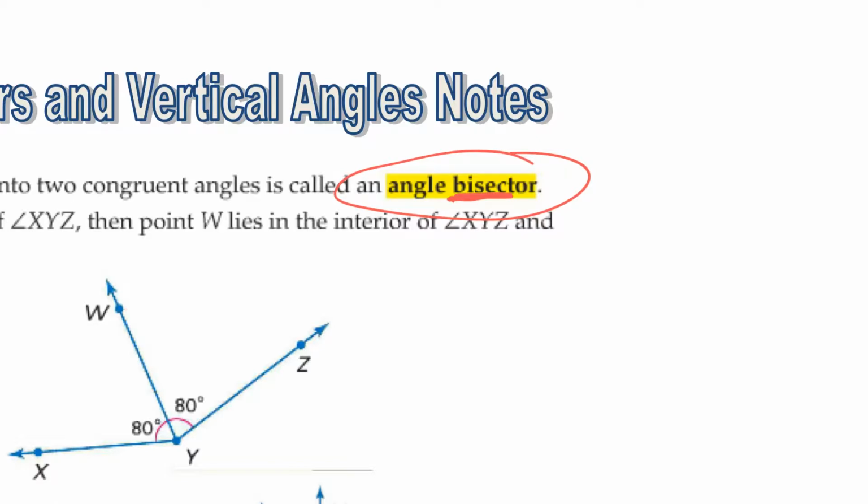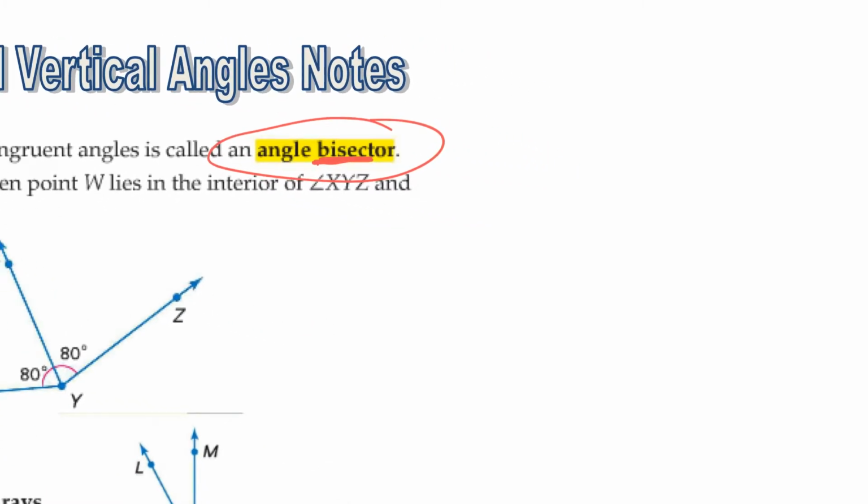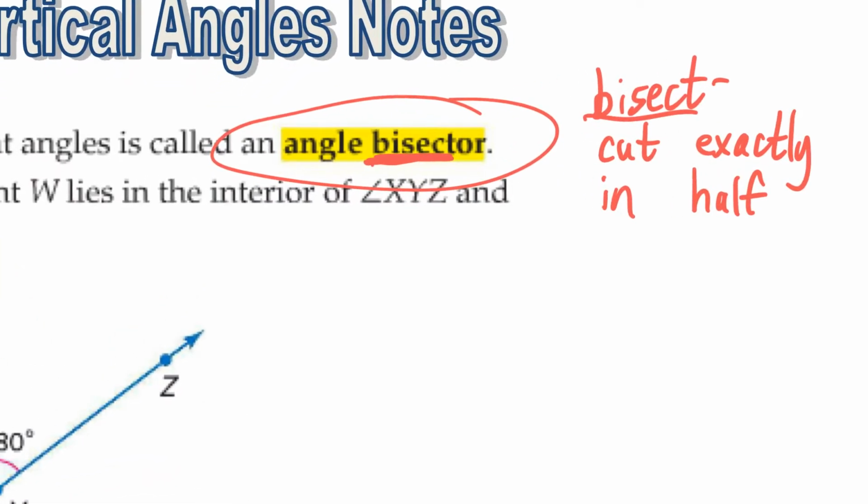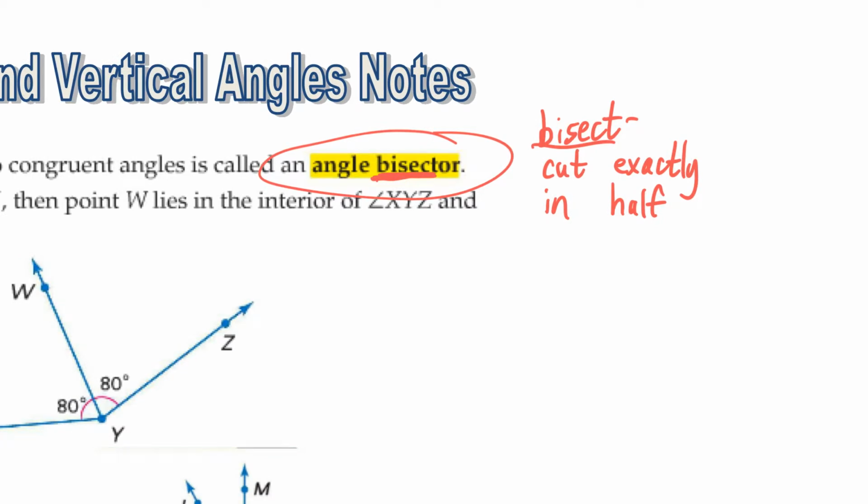So first of all, what does it mean to bisect? Somebody look back at your vocabulary terms. Tell me what bisect means. To cut exactly in half. Okay, good. So the word bisect means to cut exactly in half. Not just like in two pieces generally, but it makes two equal pieces when you bisect it. So that's what bisect means, cut exactly in half.